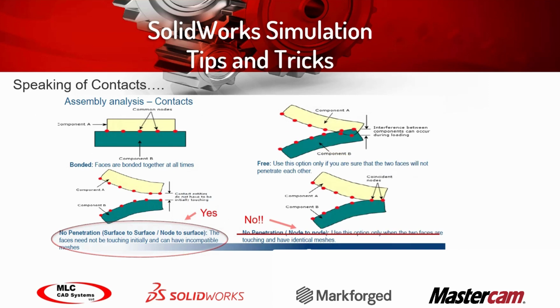With respect to contact sets, if you're using no penetration, I suggest turning on the advanced contact set analysis through your simulation options and using surface to surface or node to surface. Typically, it's kind of hard to get nodes from different components to exactly line up in multiple spots, so the no penetration node to node option is probably not your best bet.